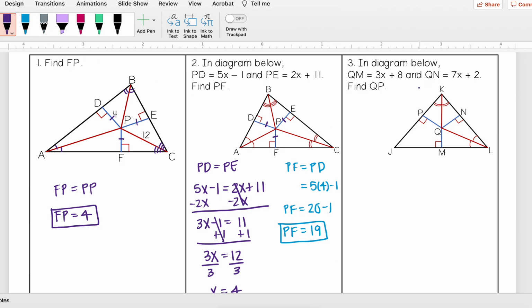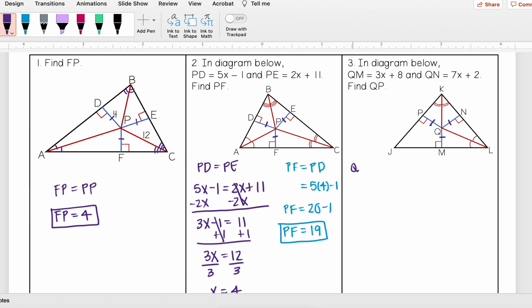Okay, for this last one, it says in the diagram below, QM is equal to 3x plus 8, and QN is equal to 7x plus 2. Find QP. So here, they just took out one of those angle bisectors, but Q is still the incenter here because I have these angle bisectors meeting at that point, and I have these perpendicular lines coming out to meet at Q. And we know from our incenter theorem that that means that QP is equal to QN, which is equal to QM.